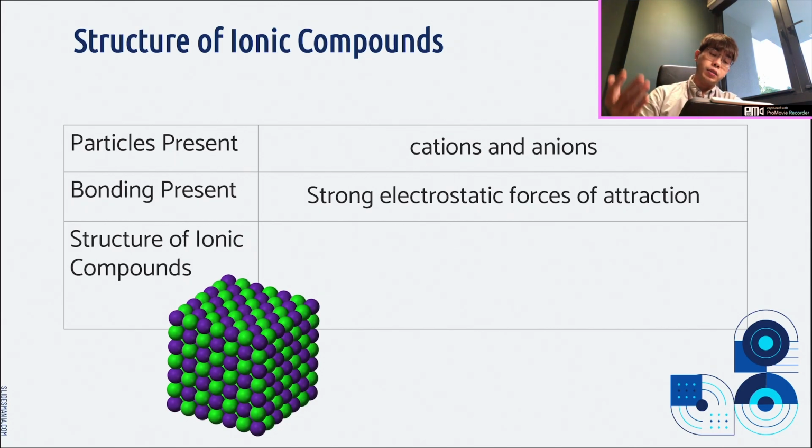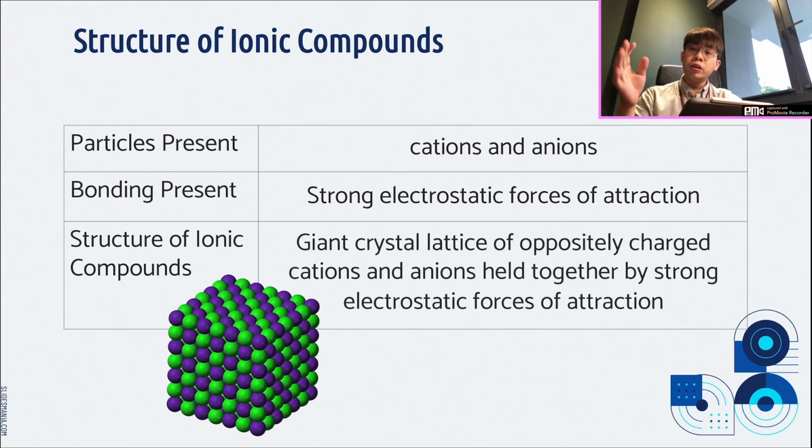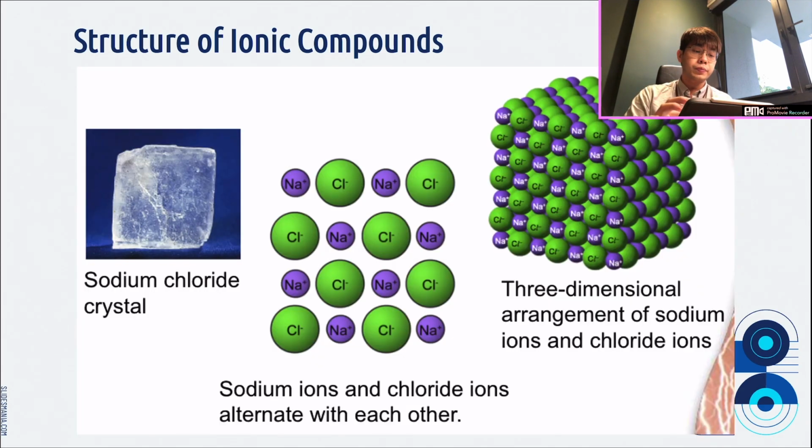So how do I describe the structure of an ionic compound? An ionic compound is described as a giant crystal lattice, meaning a very regular arrangement, as you can see in the diagram, of oppositely charged cations and anions held together by strong electrostatic forces of attraction. All of these terms are very important, and the phrases are also very important.